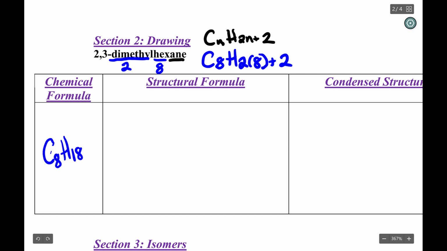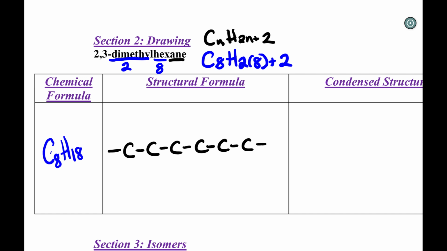C8H18. So we're going to start by drawing the structural formula, which shows all of the bonds and all of the atoms. So I would start with my parent chain, which is hex, and I draw 6 carbons in a row. I would then look to see if there's any branches, and there's 2. There is a methyl group on the second carbon, so I'm going to add 1 carbon to that. And there's a methyl group on the third carbon, I'm going to add 1 carbon to that.